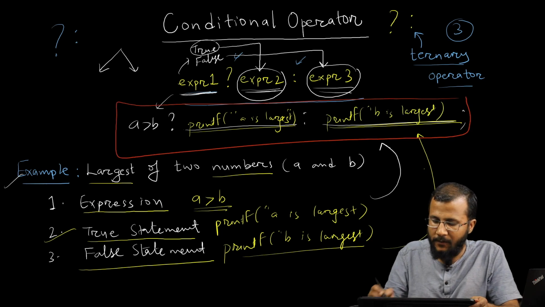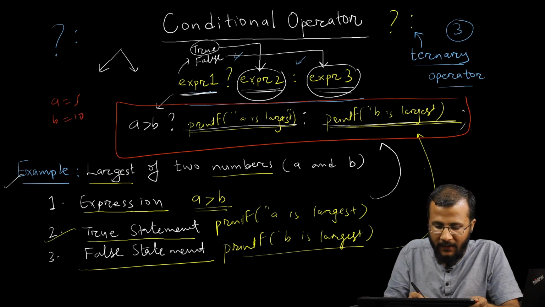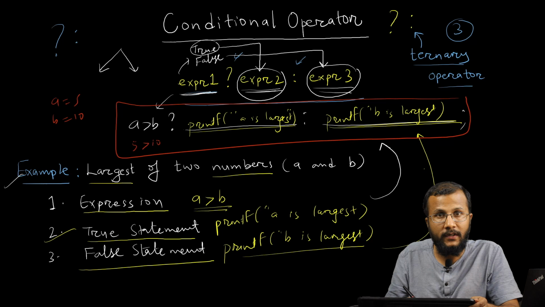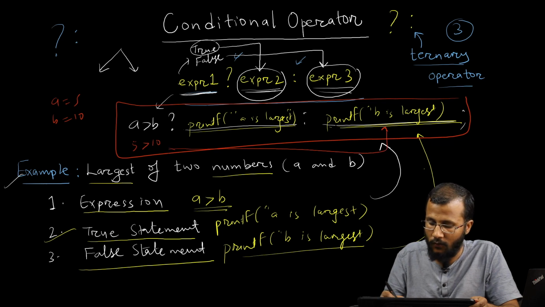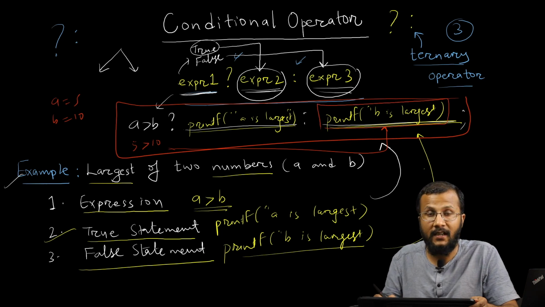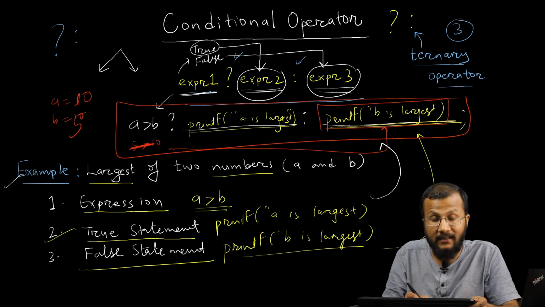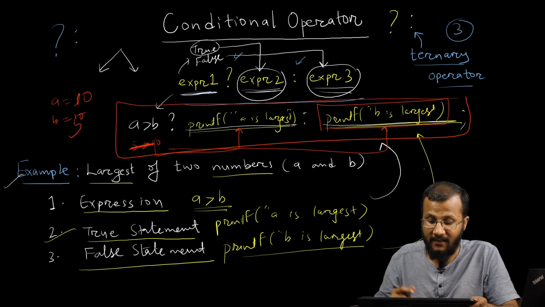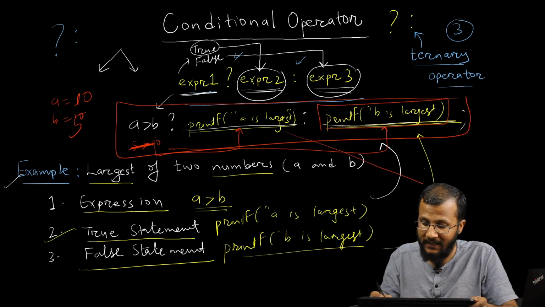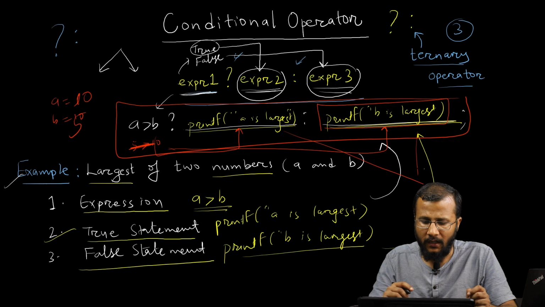Now the output of this entire expression would work in this way. Let's say A is 5 and B is 10. So this is 5 greater than 10, which is false. So it will go to the false part, and this will be executed. The output of this entire expression would be that it will print B is largest on the screen. Whenever A is 10 and B is 5, this is true because 10 is greater than 5, so it will execute the true part. It will execute A is largest, and A is largest is displayed on the screen. So out of these two statements, any one of them will be executed. They are mutually exclusive. So this is how the conditional operator works.